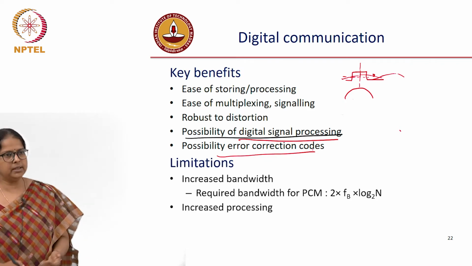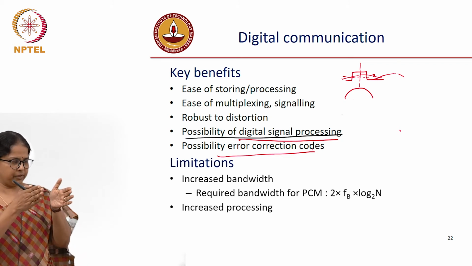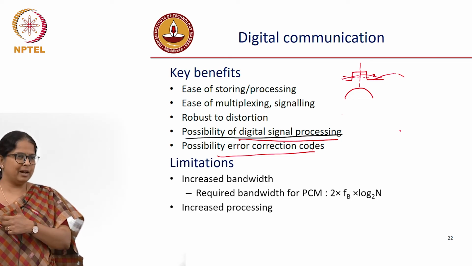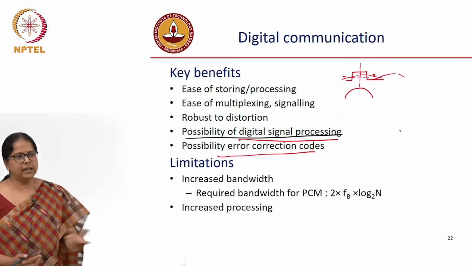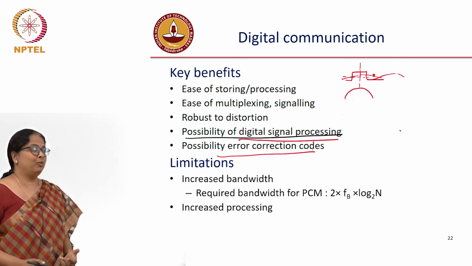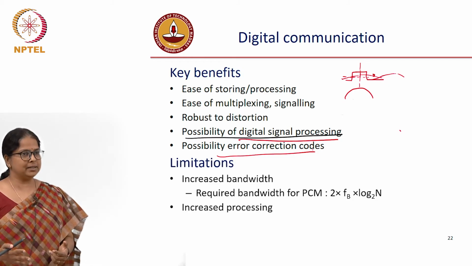But the disadvantage is you need increased bandwidth. You had only a bandwidth of FB, but now you increase the data rate to 2 times FB times the number of quantization levels. So, if you want to transmit all that, you need a larger bandwidth, and increased processing, because if you were to do digital signal processing, there is some processing overhead, there is some latency, right?